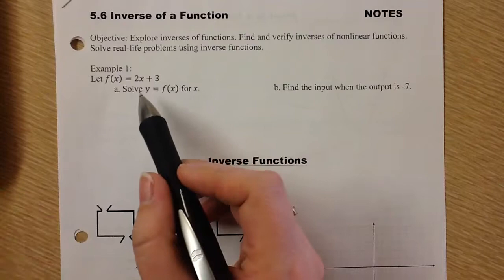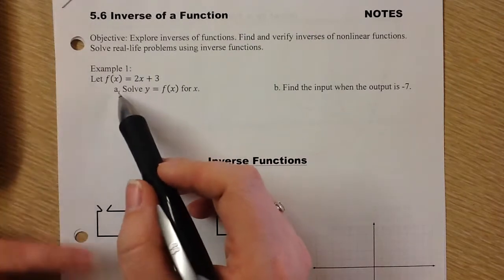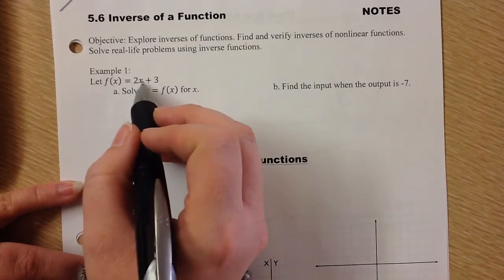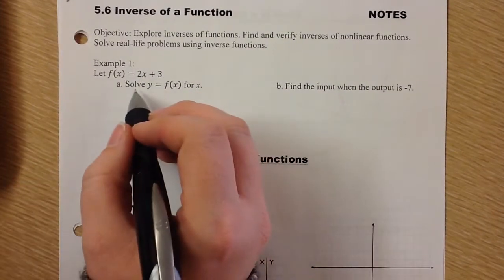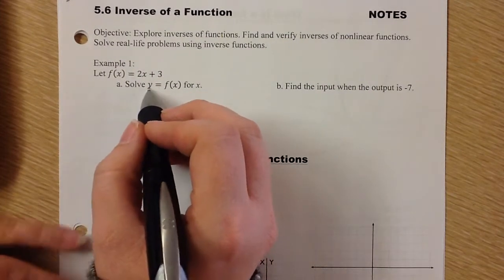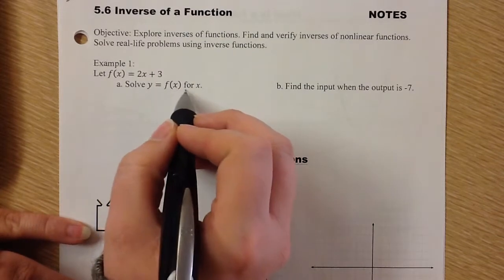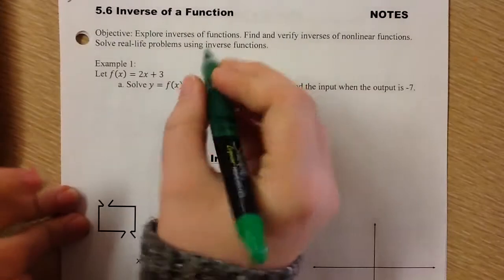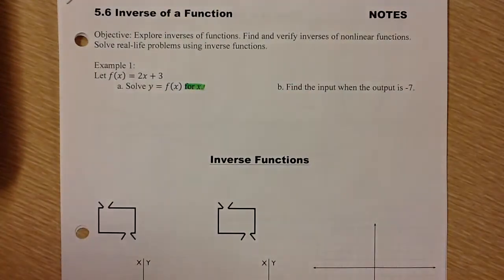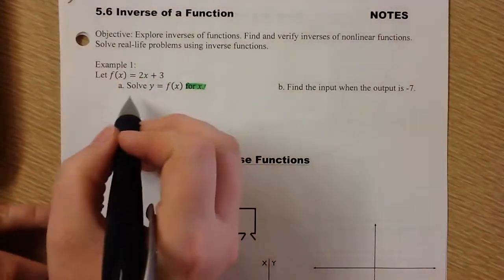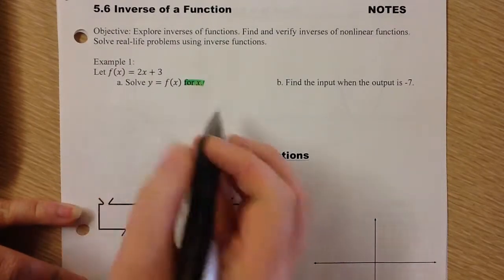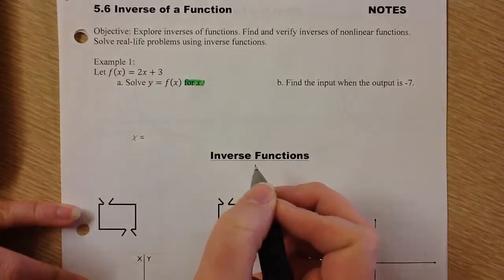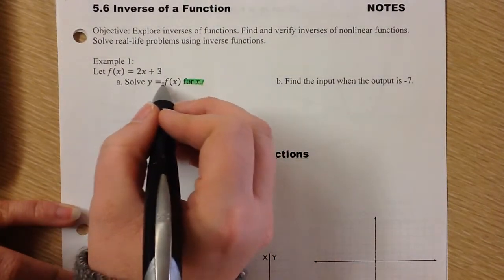Okay, so first in this example, we're going to start here with the function f of x equals 2x plus 3. What we're going to do is solve the function y equals f of x for x. What that means is my end result is I want an equation down here at the bottom that's x equals something.